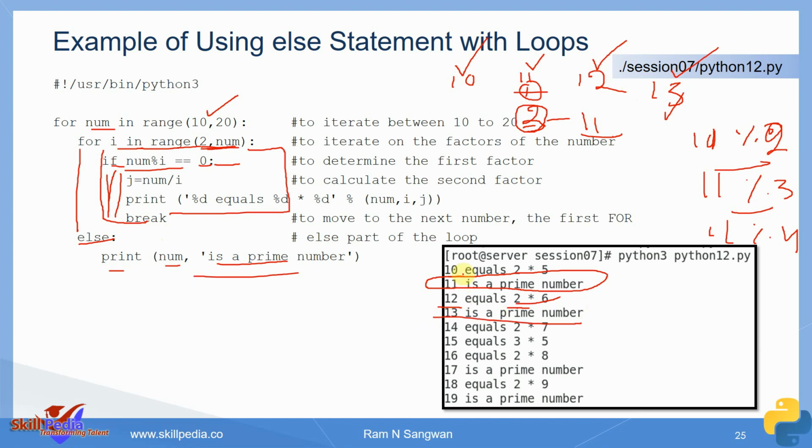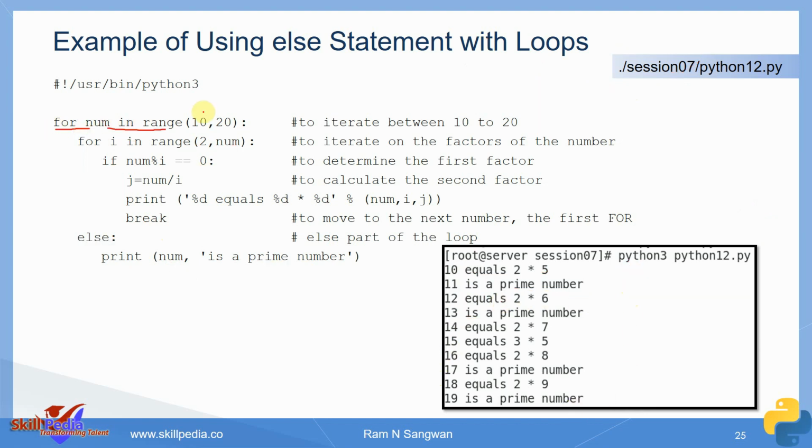So what it is doing, it is displaying the prime numbers, and if a number is not prime, it is displaying the factors. This is the outer loop. It will go from 10 to 20. So you can take like this: 10, 11, 12, 13 up to 20. This is how you do a dry run. Okay, take one value at a time.